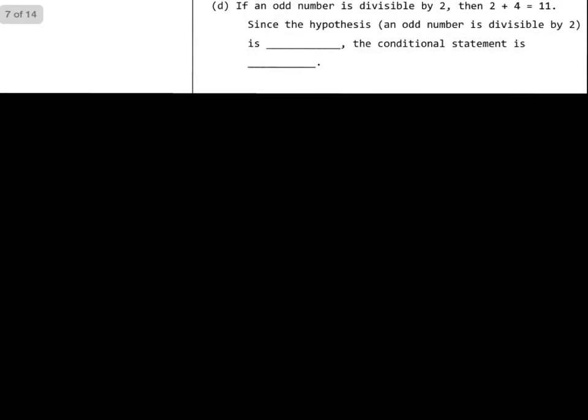So let's look at this example. If an odd number is divisible by 2, then 2 plus 4 equals 11. Alright, so my hypothesis, in this case, is an odd number is divisible by 2. So right off the bat, you should notice that there's an issue because that is false. Now remember what we talked about with the if I get paid, then I will take you to the movies. So we said that if the hypothesis is false, then the conditional statement is actually true.